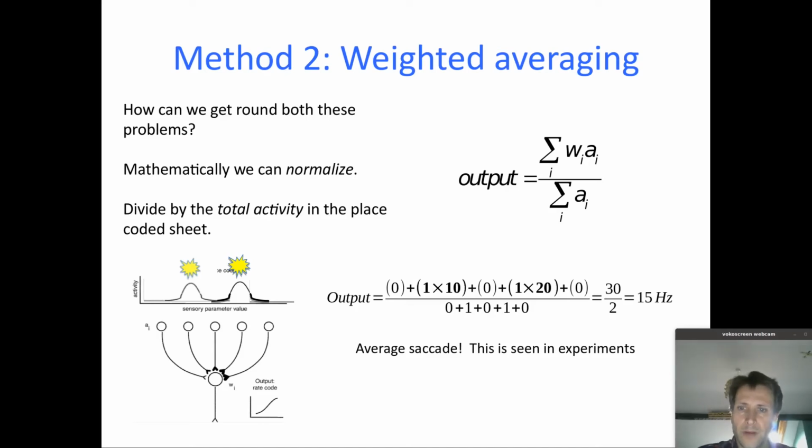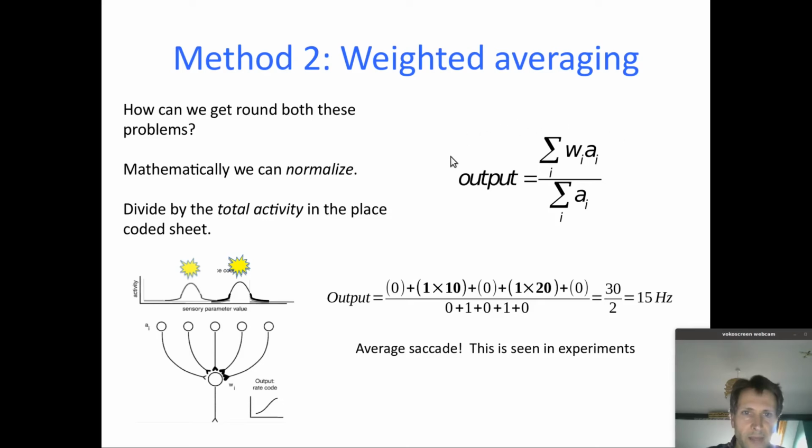But there is one approach we could use to get around both these problems, and it's called weighted averaging. Mathematically, what we do is normalize the firing in the input layer. We take the original approach, which was the sum of the weighted activities, the top part of the equation on the right here, and we divide it by the sum of the activities. That's essentially the total activity in the place-coded sheet.